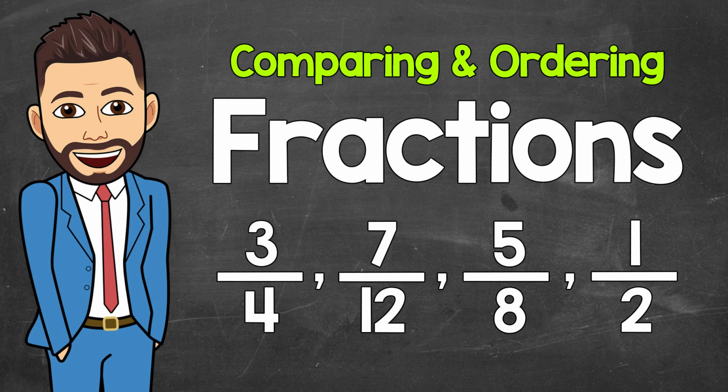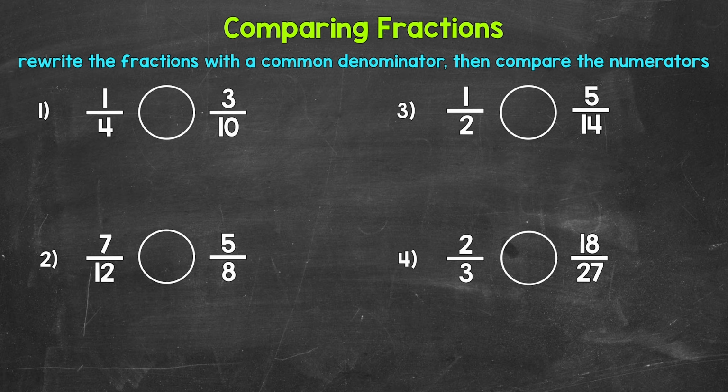In this video, I'm going to cover how to compare and order fractions. We will start with comparing and then move on to ordering. Let's jump into number 1, where we have 1/4 and 3/10. So reading this from left to right, 1/4 is greater than, less than, or equal to 3/10.